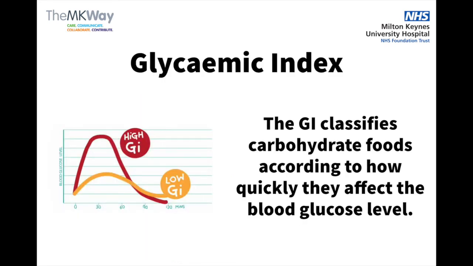So what is glycemic index? Glycemic index ranks foods based on how quickly they cause a rise in blood sugar levels after eating. Each time you eat or drink something containing carbohydrate, your blood sugar levels will rise. Some foods containing carbohydrates are digested and absorbed quickly and cause a rapid rise in your blood sugar levels. These are known as high GI foods.